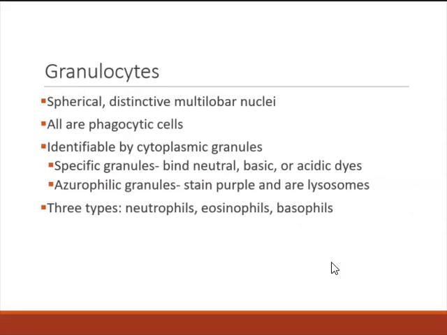First we're going to talk about granulocytes. Granulocytes are spherical. They have distinctive multilobar nuclei, meaning they have many lobes to their nuclei. All of the granulocytes are phagocytic cells, so they can engulf any foreign invaders, just like a Pac-Man cell. They're identifiable by cytoplasmic granules, and specific granules can bind neutral, basic, or acidic dyes. You have azurophilic granules that stain purple and are lysosomes. We have three types of granulocytes: neutrophils, eosinophils, and basophils.